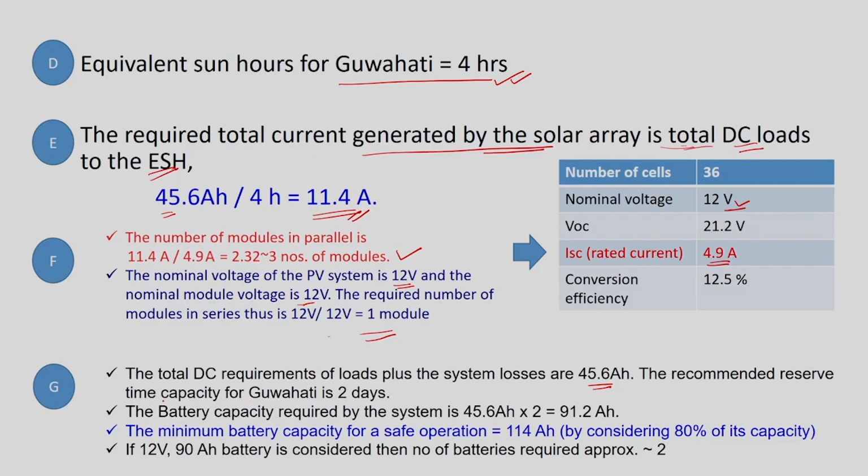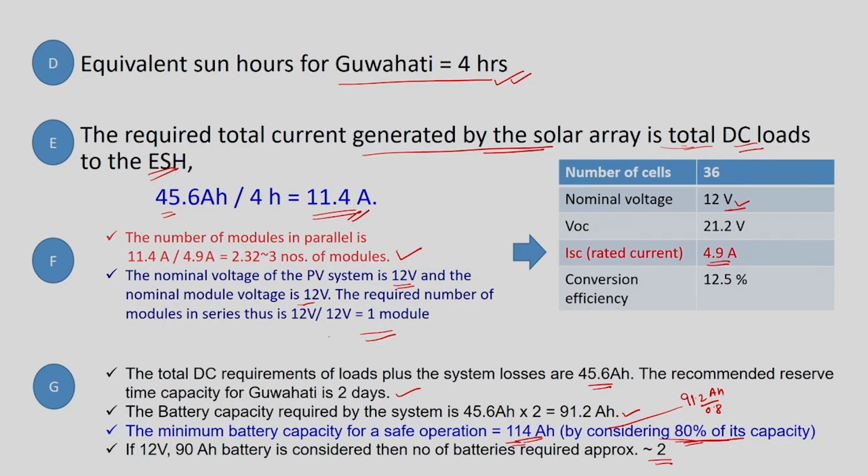The recommended reserve time capacity for Guwahati is 2 days. So, the battery capacity required by the system, if we multiply this by 2, will be 91.2 ampere hour. The minimum battery capacity for safe operation will be 114, because if we consider 80% capacity, 91.2 ampere hour divided by 0.8 gives 114 ampere hour. If we consider a 12 volt 90 ampere hour battery, the number of batteries required will be approximately 2. That way we can do the calculations.